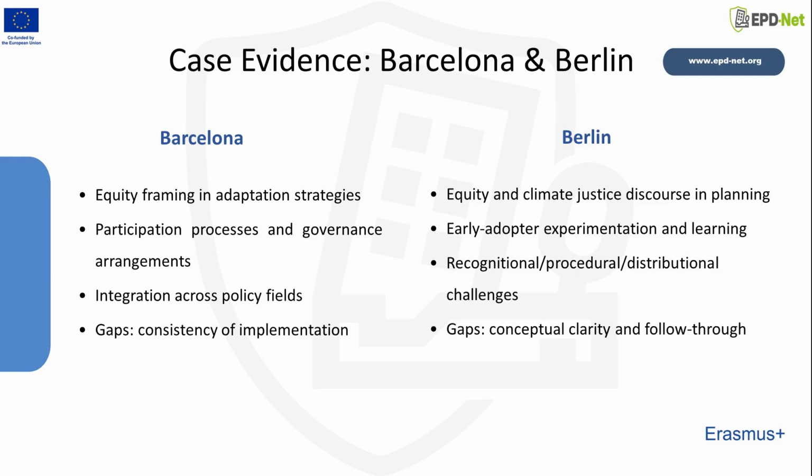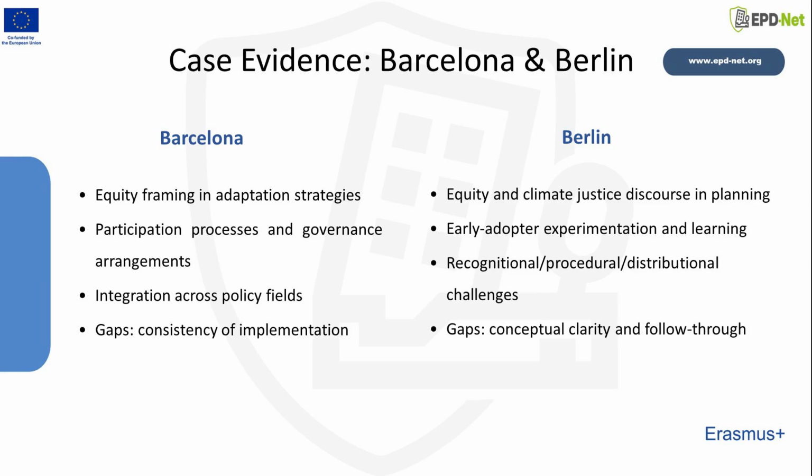The Barcelona and Berlin case material helps show how equitable resilience enters planning practice. Both cities have engaged seriously with climate adaptation and broader sustainability agendas, and both display forms of policy learning and innovation. At the same time, the comparison shows that equity language alone does not guarantee equitable implementation. In practice, recognitional, procedural, and distributional questions remain unevenly addressed.